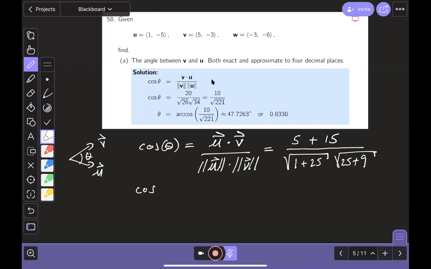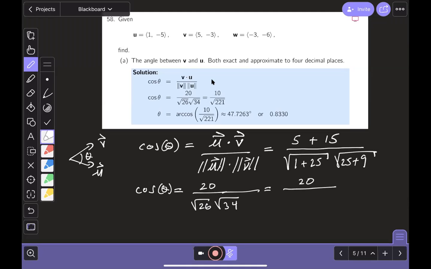So cosine of theta is equal to 20. And what do you get on the bottom? The root of 26. That's a nasty number, isn't it? And this is going to be the root of, let's see, 25 and 9 is 34. Okay. Someone's going to say, what do you do now? I'm going to try to simplify it. And someone says, why? Well, I'm going to have to eventually use a calculator because I couldn't do that in my head.